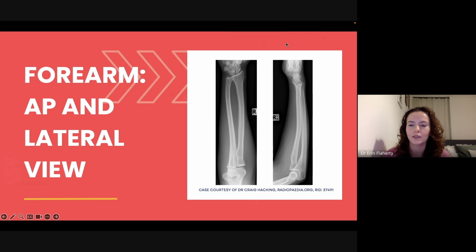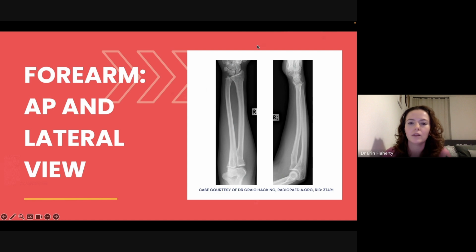I'm hoping you can see my mouse. That will help a little bit more. So this is what we call our AP, so anterior posterior view, and that literally looks at it front on. And then we also have a lateral view, which looks at it from the other side.